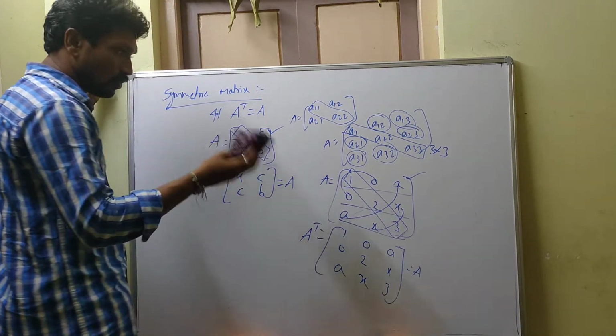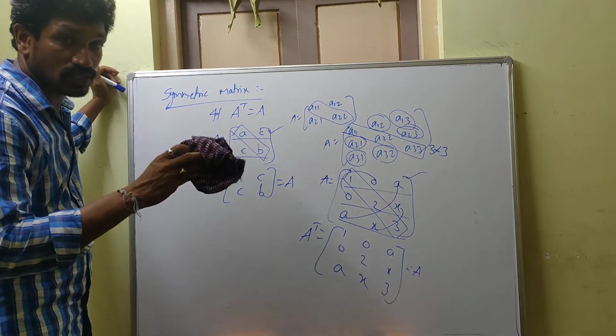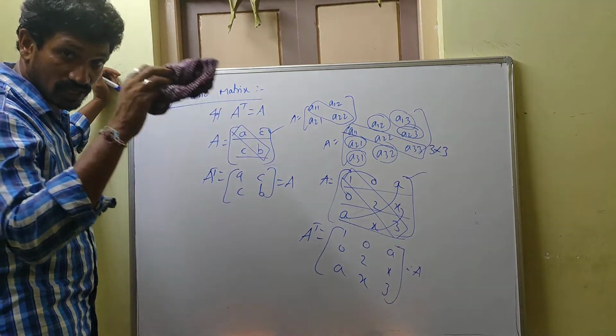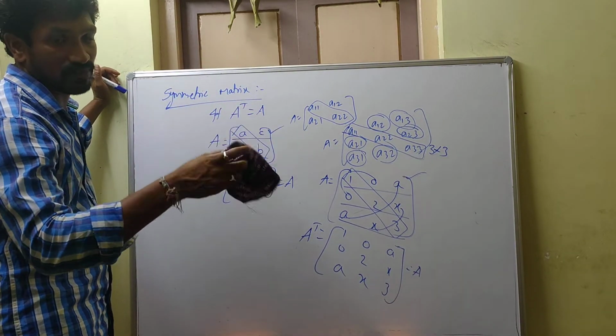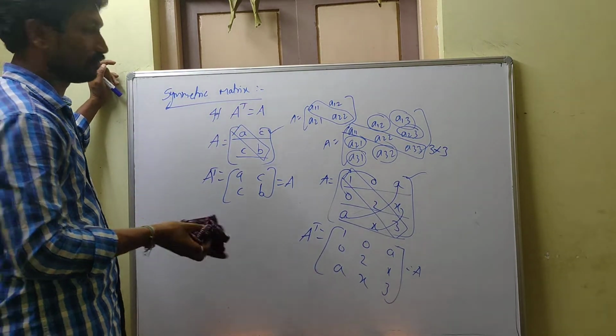Now we are getting the formula for the maximum number of distinct entries in a symmetric matrix of order n by n.